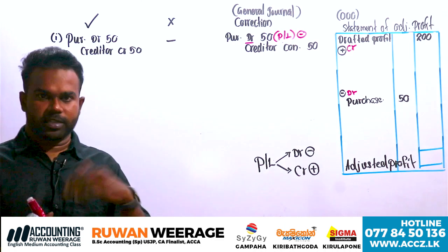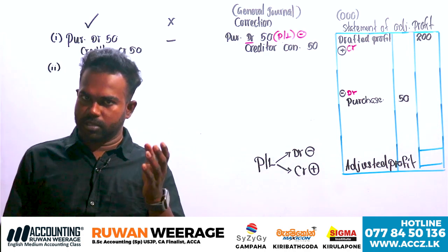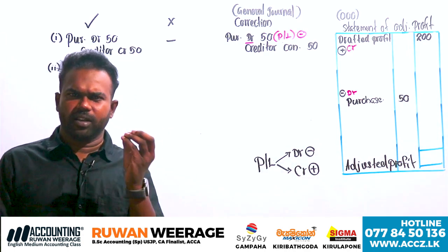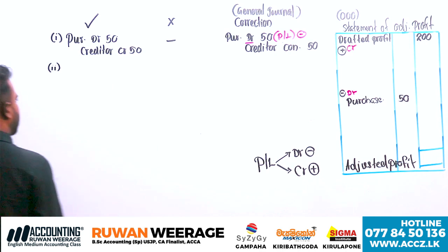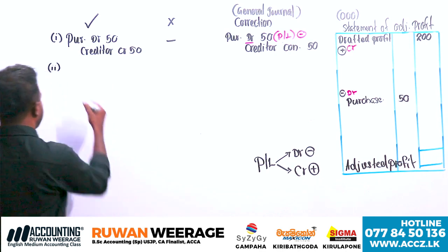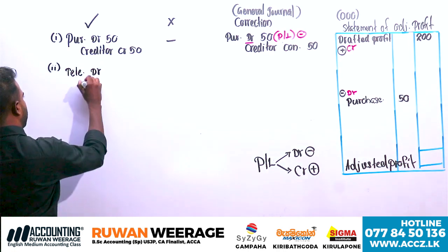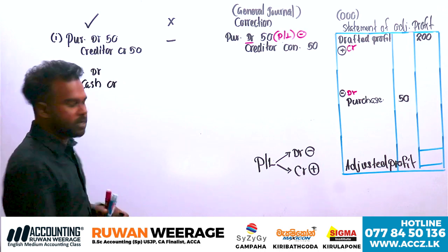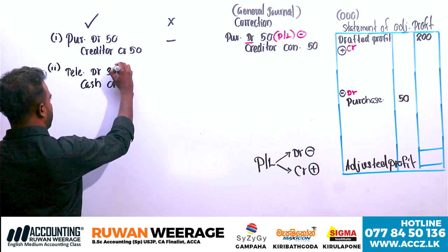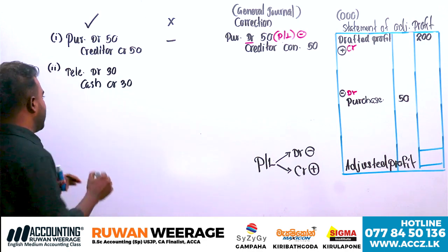Okay, look at the next one, then you can understand. 30,000 electricity charges, that's the transaction. Don't try to understand the error yet. First of all, identify the correct entry. What's the double entry of telephone? Telephone expenses debit, cash credit, 30,000. Understood.